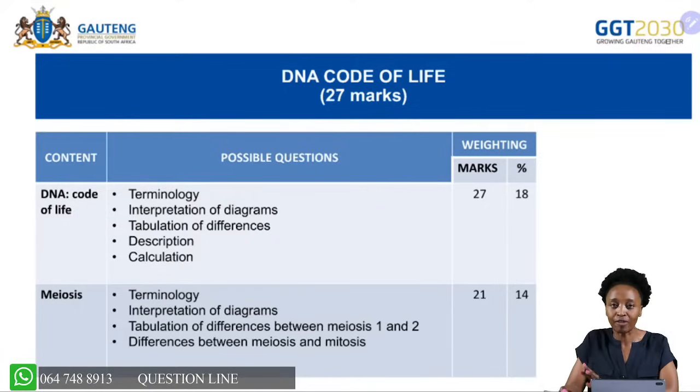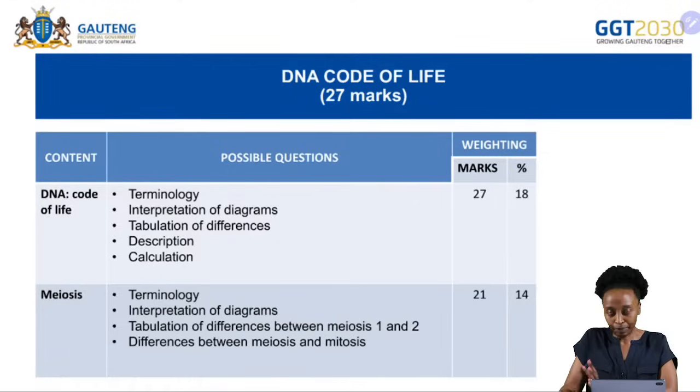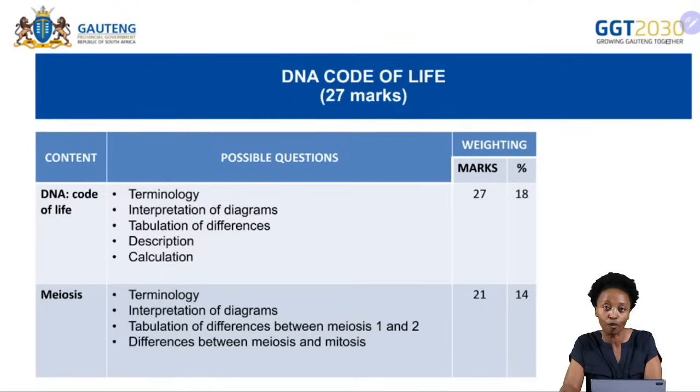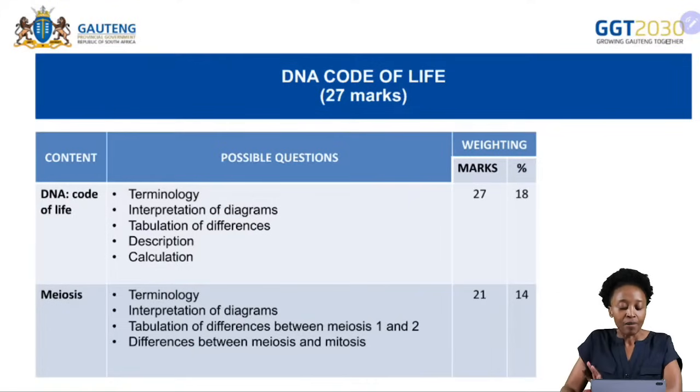And then let's start with our topics for today. DNA code of life. This is the section that you will find in paper 2. It is 27 marks, which is 18% of the question paper. The possible questions that you will get here, obviously, it's your terminology that you will find mainly in section A. You will get questions where you're supposed to interpret diagrams. You will be asked to tabulate the differences. You might be asked to describe the processes that are taking place. You might also be asked to do some form of calculations.